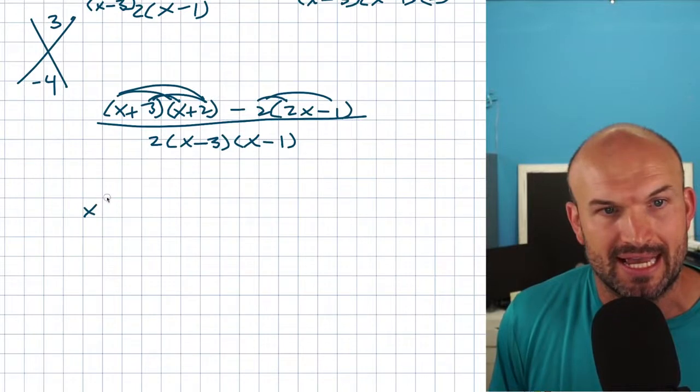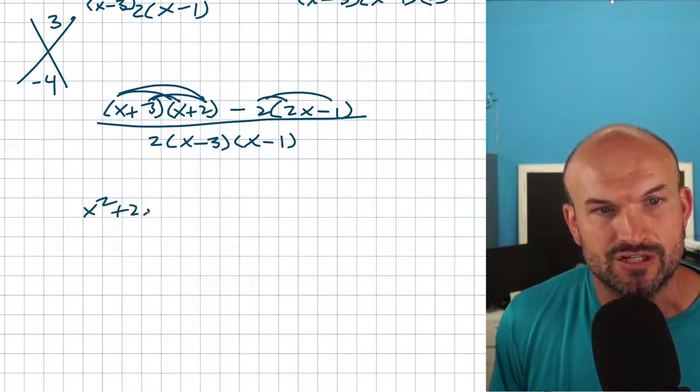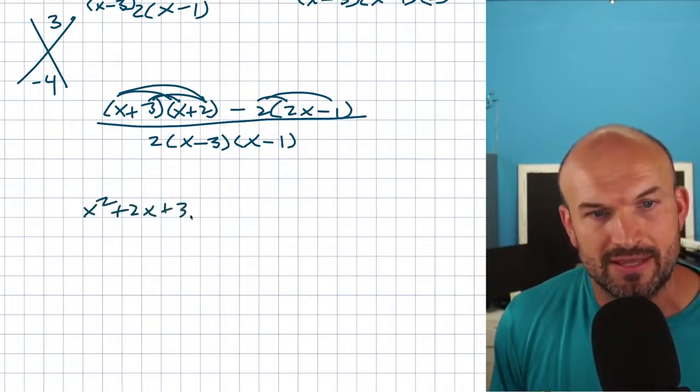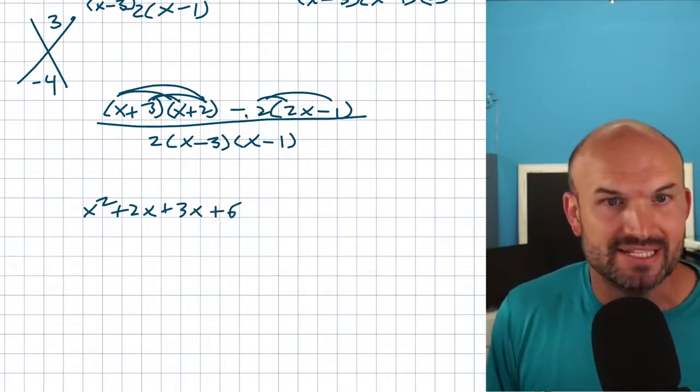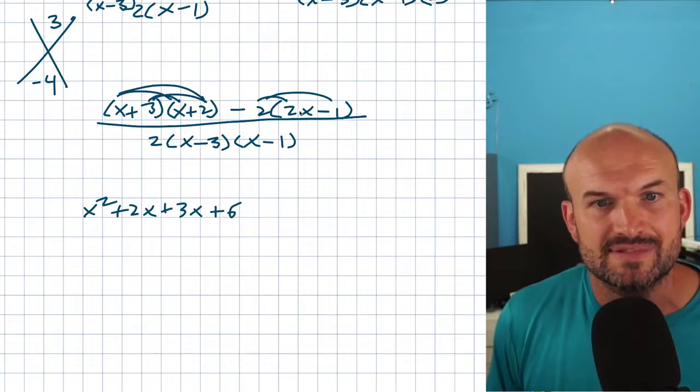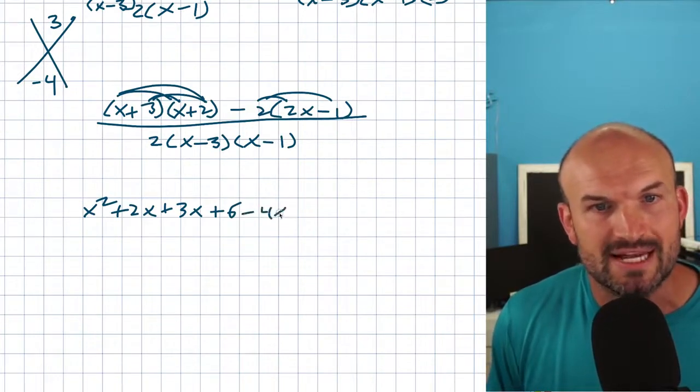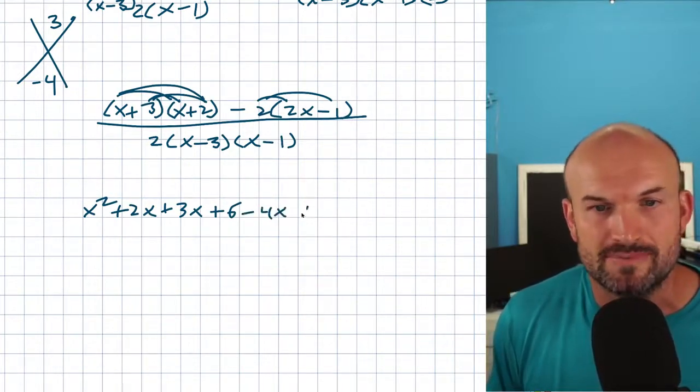So x times x is going to be x squared. x times 2 is going to be 2x. 3 times x is going to be 3x, and 3 times 2 is going to be a positive 6. Now here, I'm making sure that I'm keeping this negative with the 2. So negative 2 times 2x is going to be a negative 4x, and negative 2 times a negative 1 is going to be a positive 2.